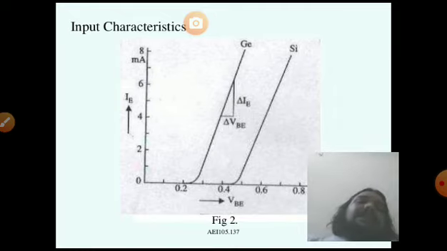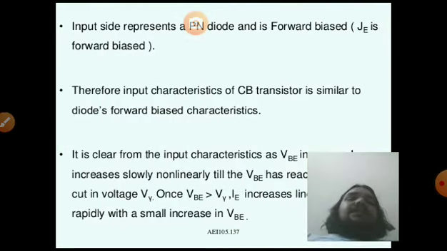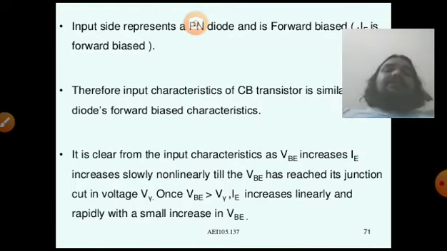VBE is taken on the x-axis, IE on the y-axis. Then we plot the graph of the input characteristics of the common base configuration. The input side represents a PN diode, and the junction JE is forward biased. Therefore, the input characteristics of the common base transistor are similar to diode forward bias characteristics.